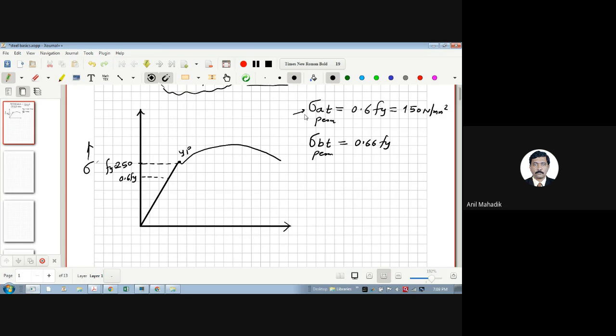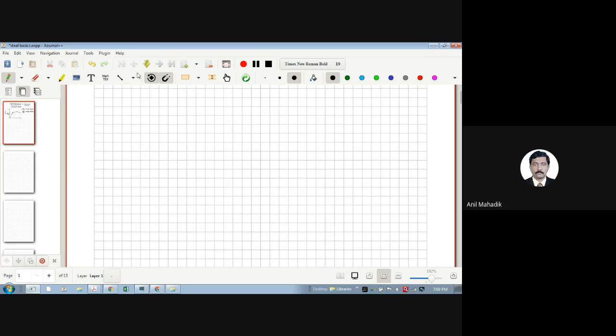If any steel member is in purely axial tension, then we can take this stress value for the design. And if it is a bending member like beams, then you can take 0.66 Fy. This is nothing but 165, I think. Are you getting all of this? Yes, sir. Okay.